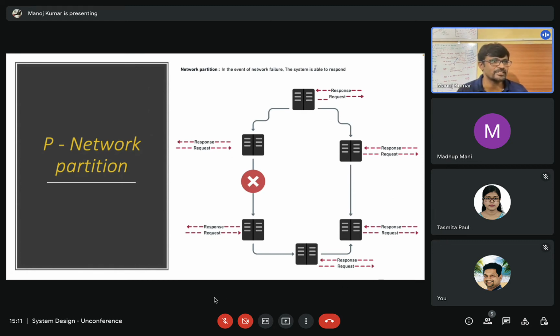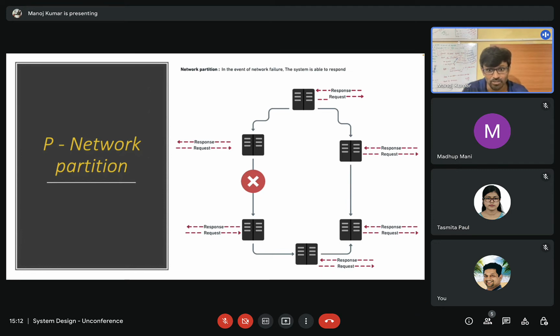For network partition, say that between two different data centers a network partition has happened, but those two are still able to respond to you. Then you're good, even in the event of network failure. You get a response from both, but they are not in sync. That is what is called network partition. After the partition is gone, the data gets synced up, and then it eventually becomes consistent. That's how people think about it.